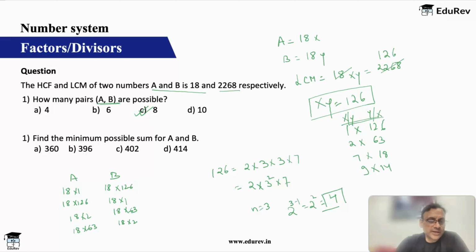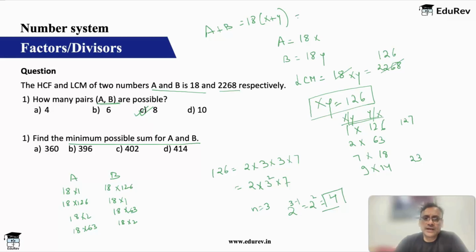Okay. Then the second question is, find the minimum possible sum of A and B. Now obviously A plus B is equal to 18 into x plus y. So the sum will depend on x and y. So x plus y, if you see here, 1 plus 126 is 127. And as you go down, the value decreases. Last one is 9 plus 14, which is 23. That is the least that you get.